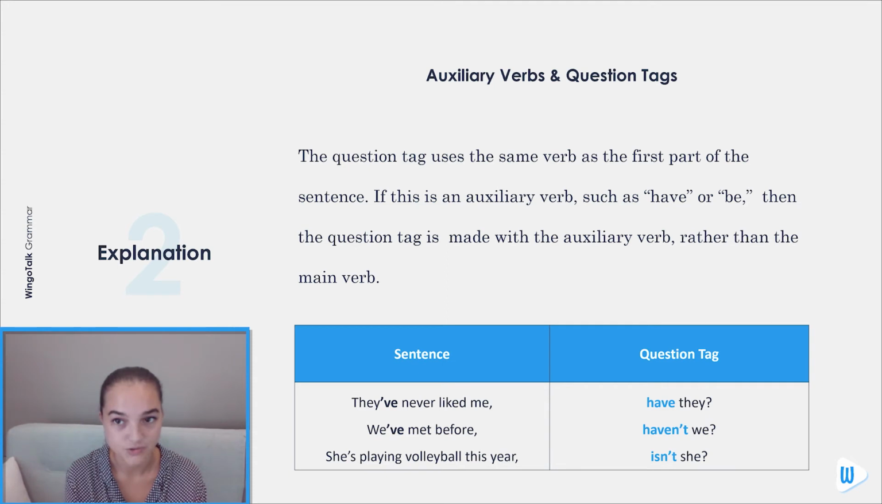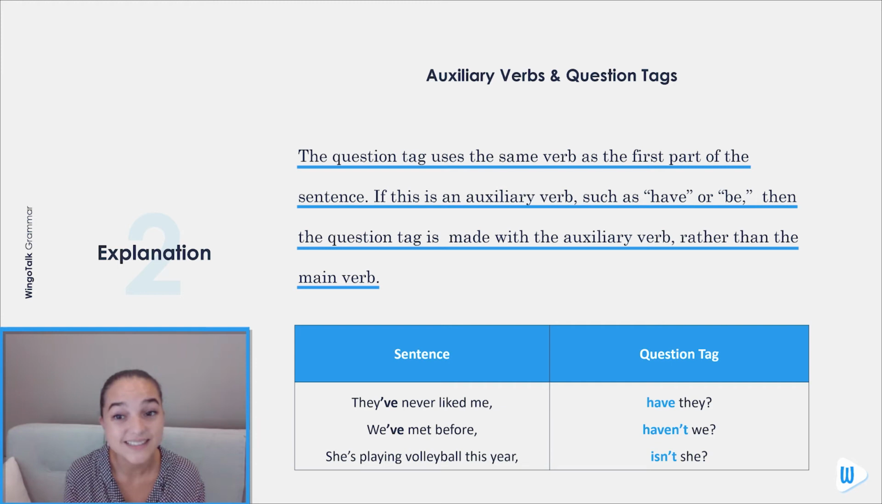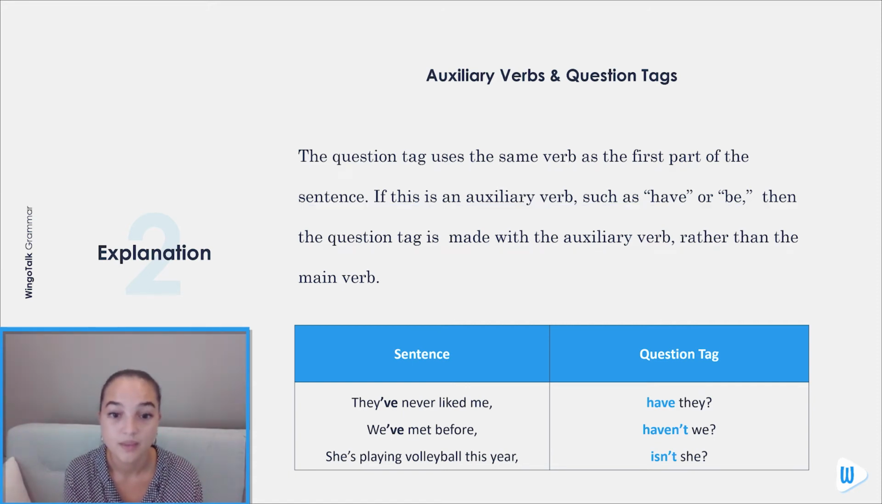Auxiliary verbs and question tags. The question tag uses the same verb as the first part of the sentence. If this is an auxiliary verb, such as have or be, then the question tag is made with the auxiliary verb rather than the main verb. For example, they've never liked me, have they? We've met before, haven't we? She's playing volleyball this year, isn't she?